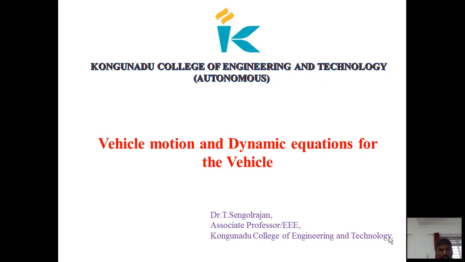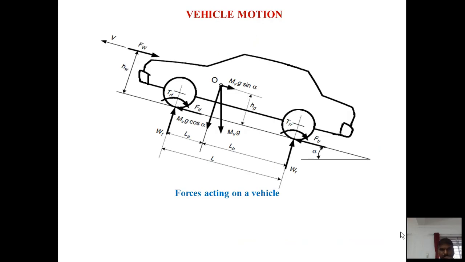Myself, Dr. Sengolrajan, going to present on the topic vehicle motion and dynamic equations for the vehicle. Here you are having the vehicle motion dynamic setup. The torque produced in the front wheel is represented as T suffix Rf, on the back side is T suffix Rr. The force exerted from the front wheel is represented as F suffix Tf, on the back side is F suffix Tr. The angle inclined from the back wheel is represented as alpha.